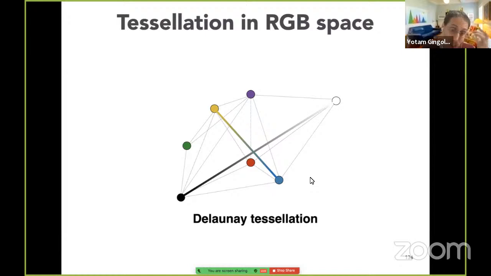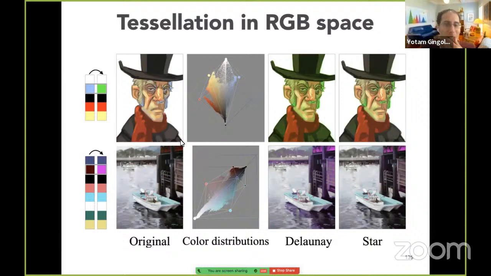So we create it. We just say, you know what? Always connect the darkest color to the lightest color. And since it's a convex polyhedron, you can just tessellate around that, the so-called star tessellation, or at least we call it that. And just to show you what this looks like, here are some images and their color distributions. Here's the Delaunay, and here's the star tessellation. And here we're changing blue to green.